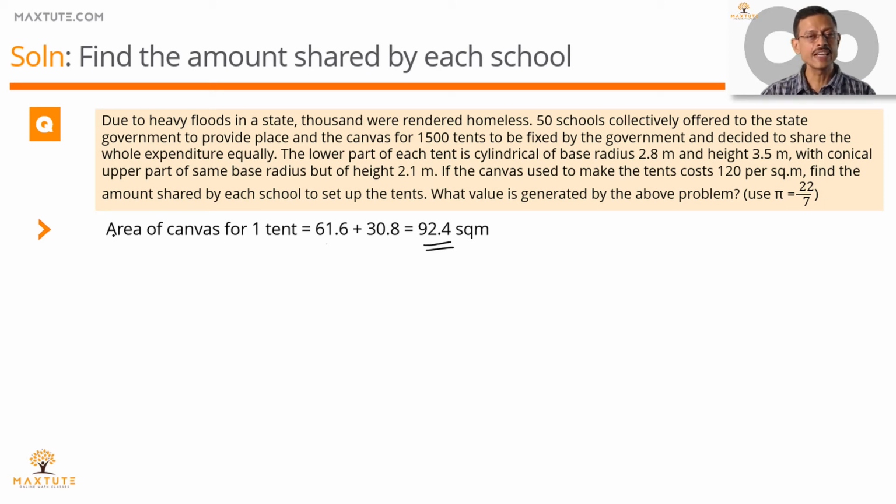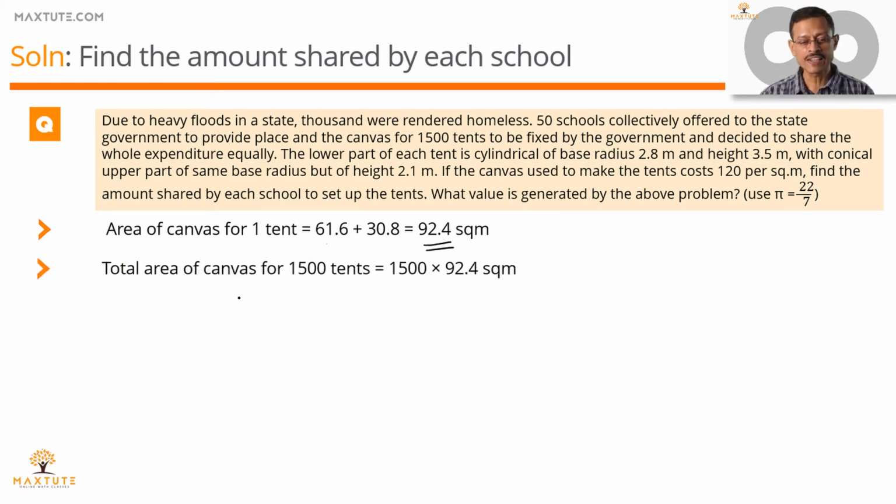This is the area for one tent. For all 1500 of them, it's going to be 1500 into 92.4. Keep these calculations to the last step. Don't compute 1500 into 92.4 in this step. It's not worth it. What is the cost per square meter of the canvas used? It's 120 rupees. So total cost is going to be 1500 into 92.4 into 120.